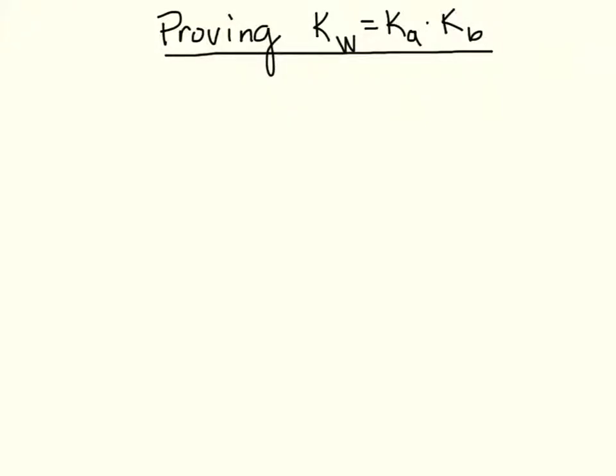Today, during period 4, a really important question was asked. Why can we use KW equals KA times KB in the second half of the 2009 problem? To answer this question, we need to know what KW really means.